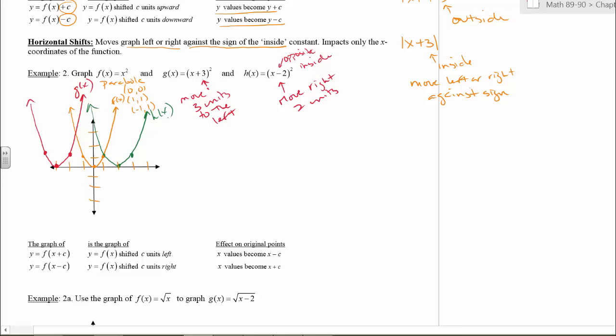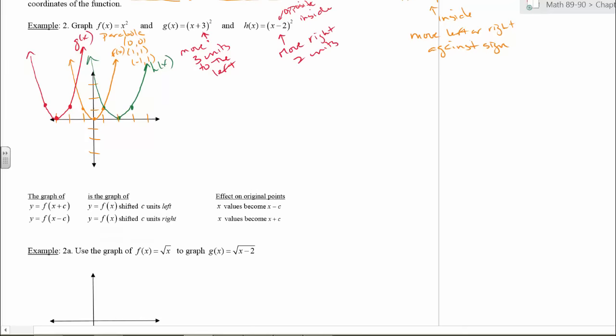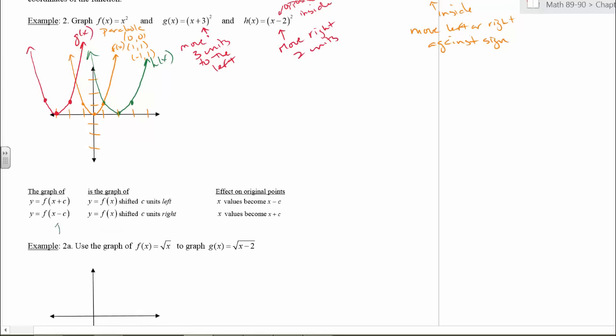So this guy affects your x coordinates. Notice your y coordinates are all the same. They're all at a height of 1 or 0, just as we started with. So that's what this says down here, that if you have x plus c or x minus c inside, that's the notation for inside the function, then you're going to shift. If it's plus, you shift left. If it's minus, you shift right. And your x values change.